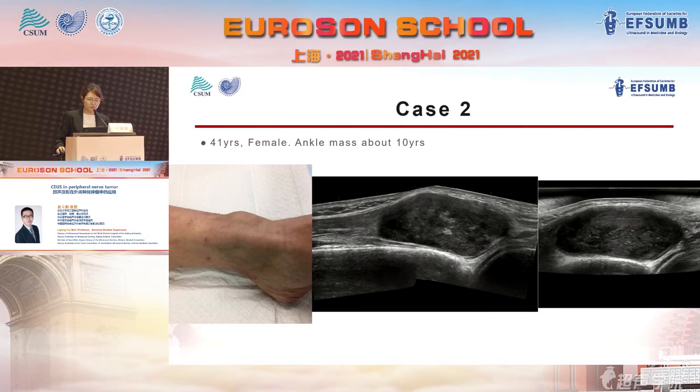The second case was a 41-year-old female with an ankle mass for 10 years. The image shows an oval tumor with clear boundary, and most of the tumor is hypoechogenic, but we can see some hyperechogenicity in the central part of it. We can call it a target sign, but we cannot find the split fat sign, and there is no string sign.